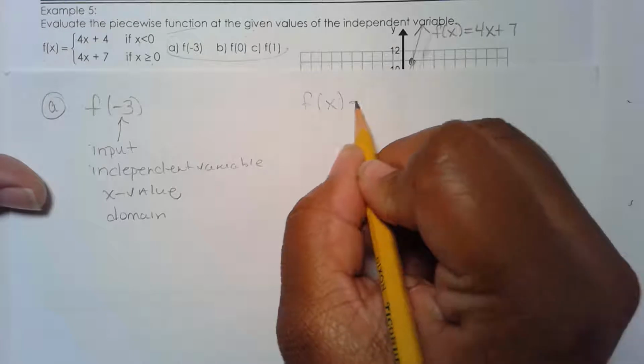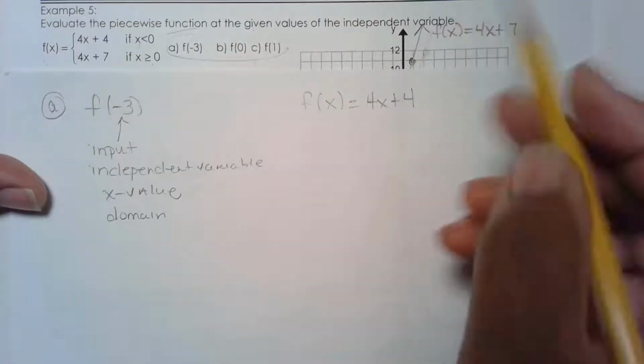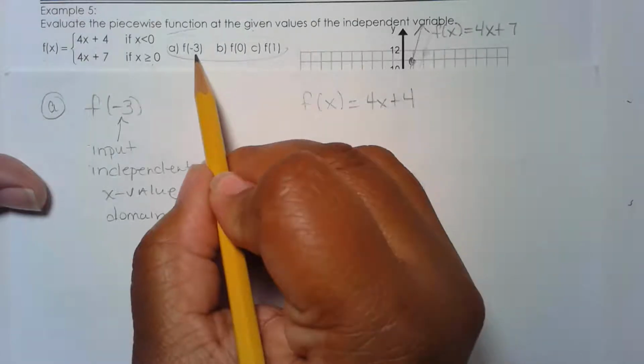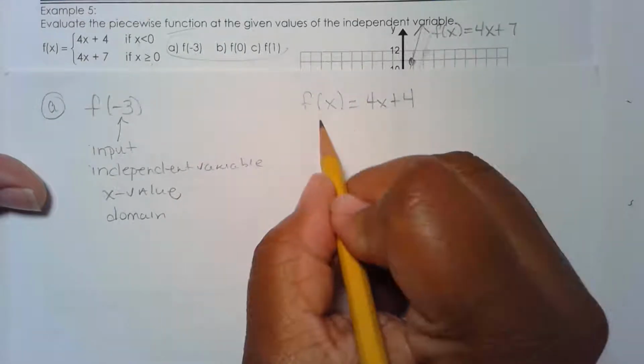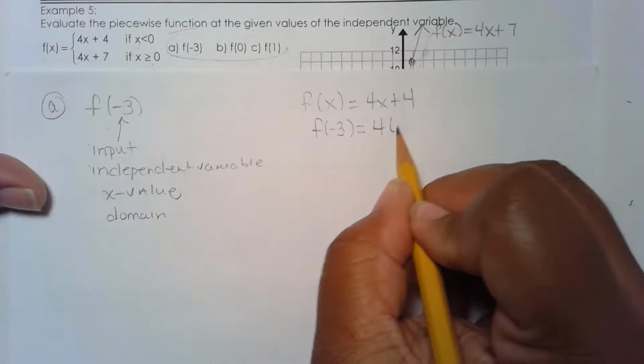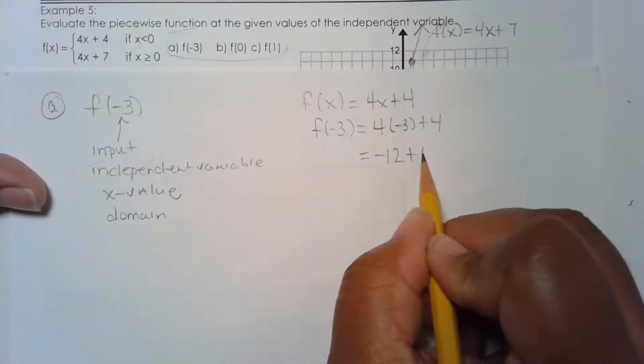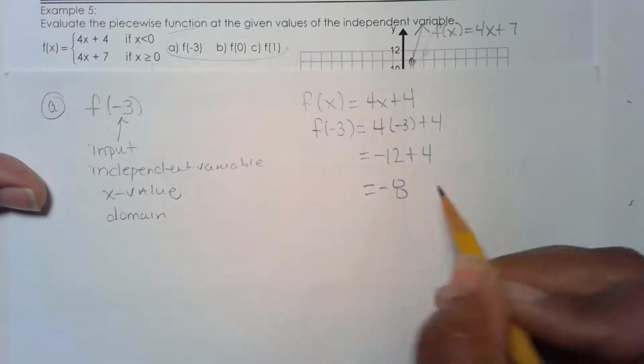We're going to use the first equation when x is less than 0, because x here is negative 3. So we want to find f of negative 3. We can work it out this way. So we have 4 times negative 3 plus 4. We have negative 12 plus 4. That gives us negative 8.